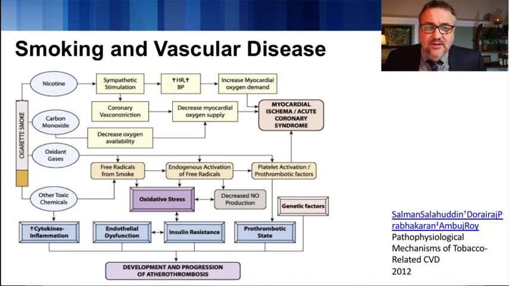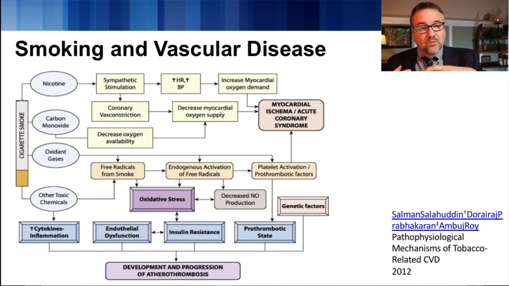This slide looks like a giant complicated mess. In fact, I think that there are some important pieces here, and let's walk through it. This is smoking and vascular disease. And the first thing I want to bring up is this top piece, which is nicotine. Nicotine itself is not the major player in terms of the vascular impact. It does do a little bit though.